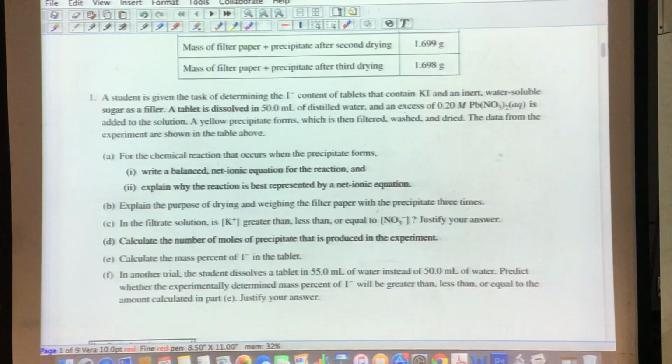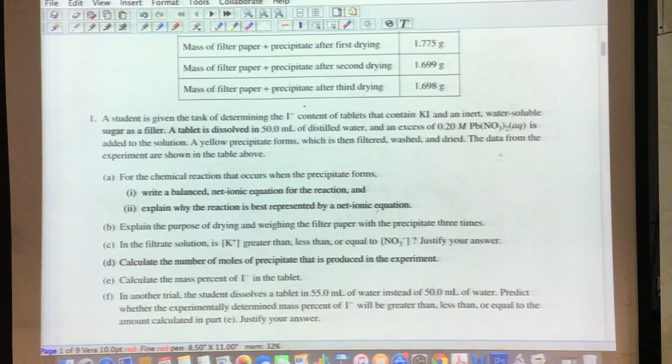Now, the first question is a lot like a question you're going to see. Out of your first 3 questions, you're going to see a lab-based question.